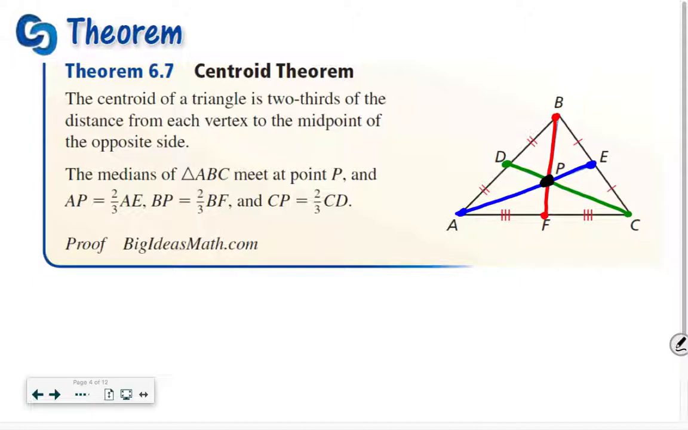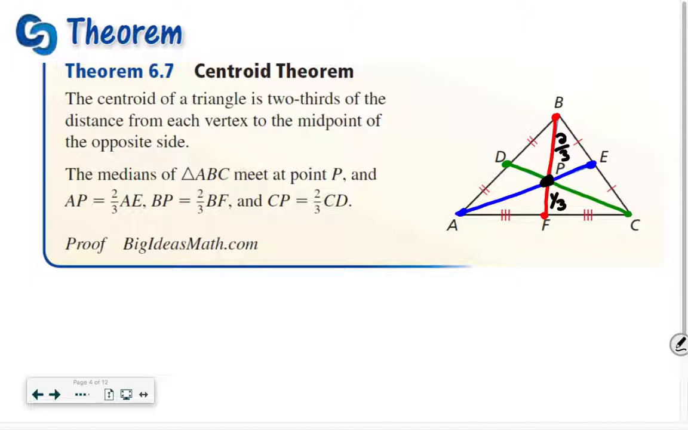Let's look at this red piece for a minute. First of all, which piece looks longer, BP or PF? BP. Are you pretty sure about yourself there? Yeah, I would agree. BP looks longer. So they're not equal to each other, but BP is going to be 2/3 of the length of the entire red segment, and P to F is going to be 1/3 of the length of the entire red segment.